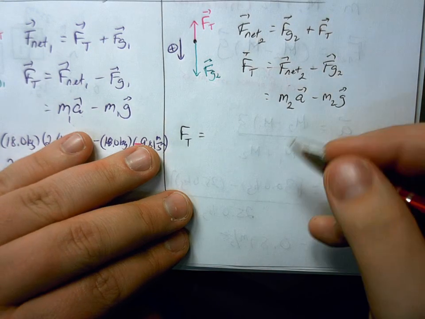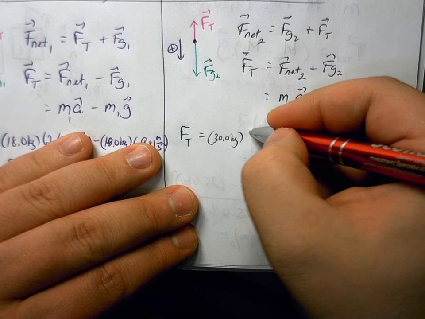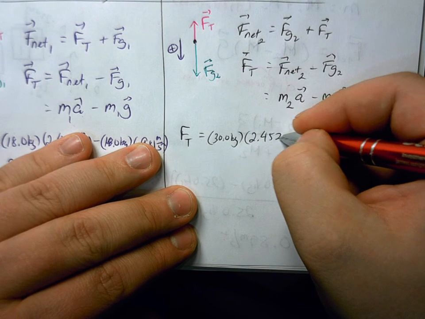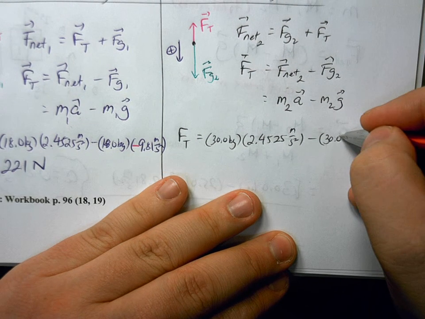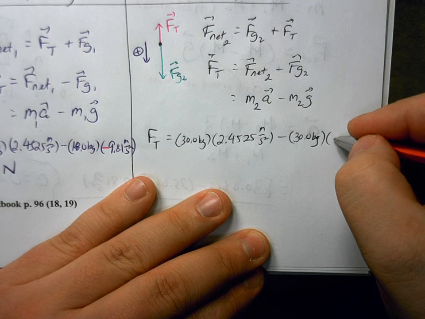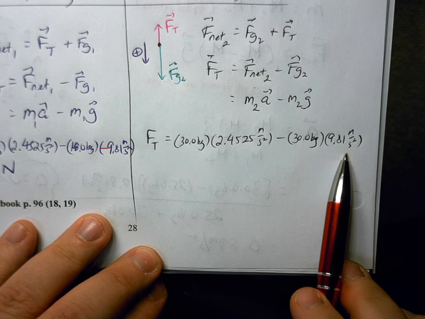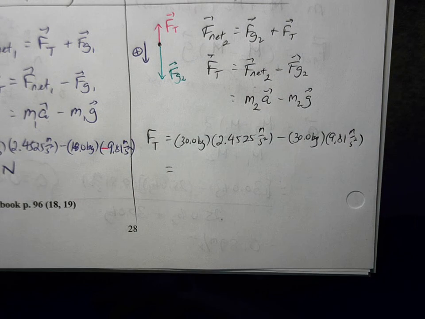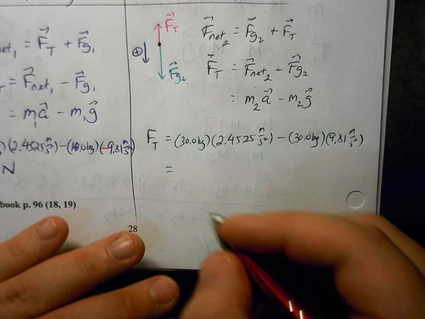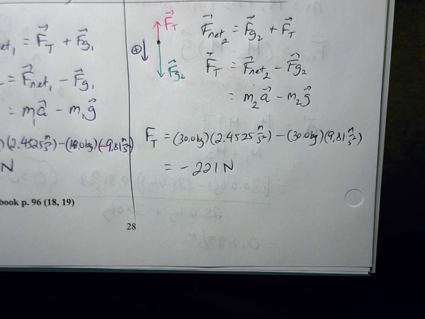So the force of tension is going to be my second block's mass, 30 kilograms, times the acceleration we found earlier. And then we're going to subtract off the mass times G, and we're just going to leave G alone as positive 9.81 meters per second squared. Since it's going down already, we don't have to do anything special with that. So we're just going to leave that be. And what we're going to get here is about negative 221 newtons.